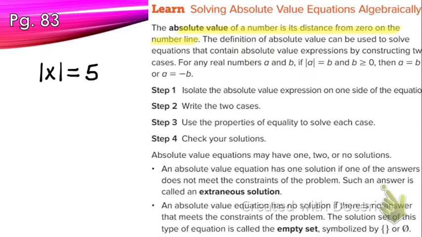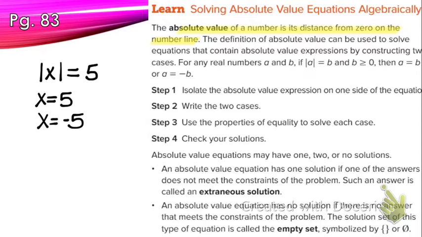So notice how this would have two answers. There are two answers to this because x equals 5 has an absolute value of 5, and also x equals -5 has an absolute value of 5. So that's why when you solve an absolute value equation, you can have two answers. It is possible that an absolute value equation will have two answers.